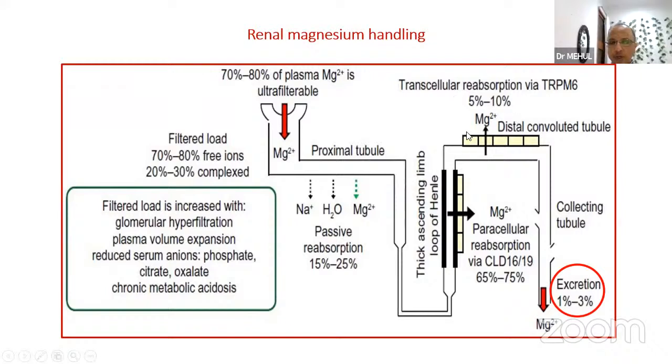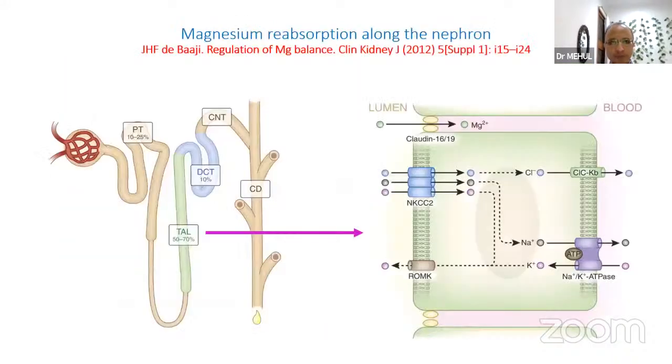5 to 10% of magnesium is reabsorbed in the distal convoluted tubule. This is the site of active reabsorption of magnesium, and the site where fine-tuning of magnesium absorption takes place. A negligible amount is reabsorbed in the cortical collecting duct, and about 1 to 3% of the filtered magnesium is excreted into the urine. So in physiology, about 1 to 3% is excreted. When there is magnesium deficiency, the kidneys have the capacity to reabsorb 99.5% of magnesium, and urinary excretion can drop to less than 1%.